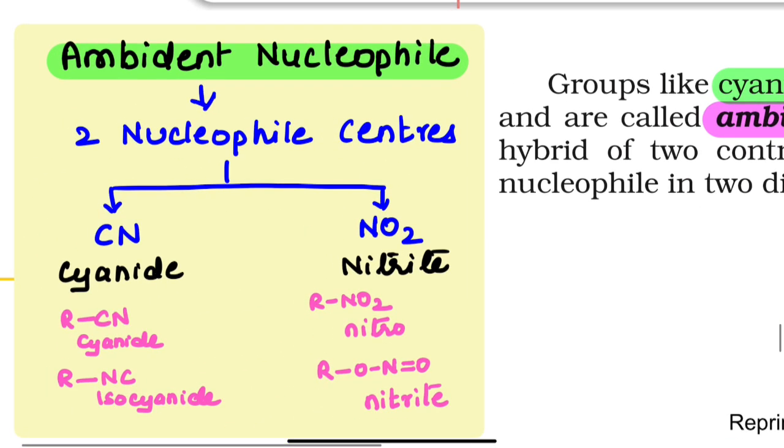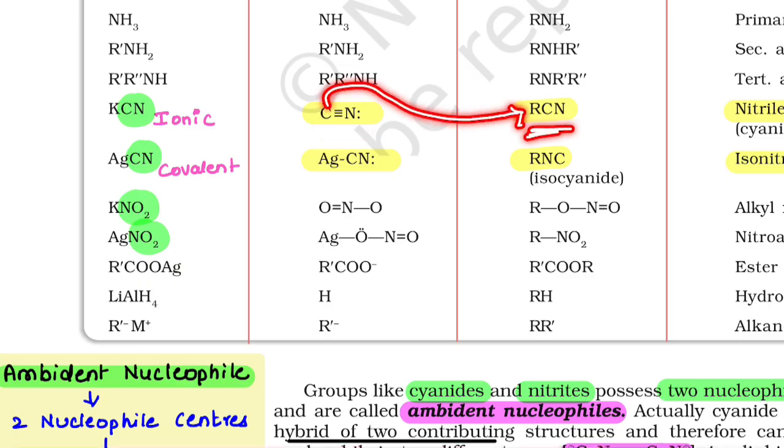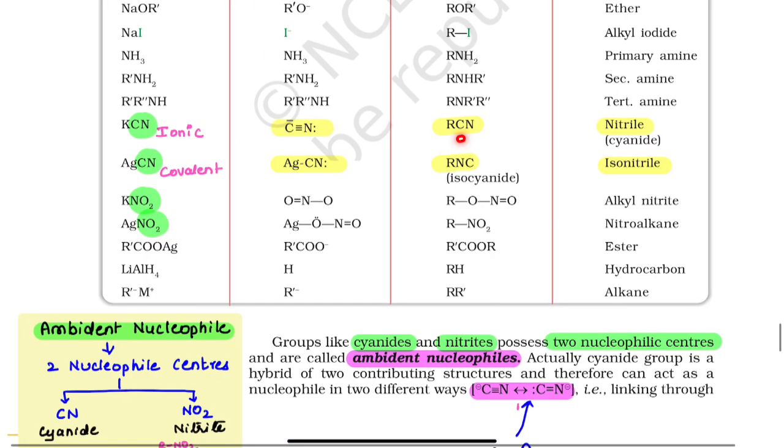So here you can see in the table potassium cyanide. Potassium cyanide is ionic in nature. Because of that, it will be breaking as K plus and CN minus ion. So minus is present on carbon. So now here carbon is also electron rich and nitrogen is also electron rich. But carbon will be attacking R and it will form RCN. So if CN is attached through carbon to the R group, it is called as cyanide.